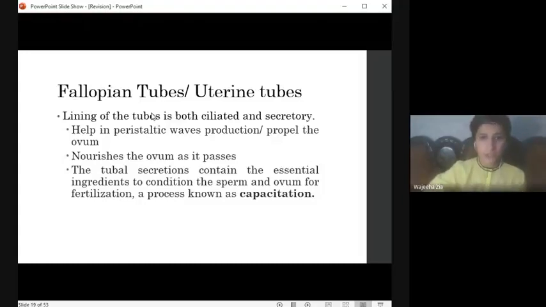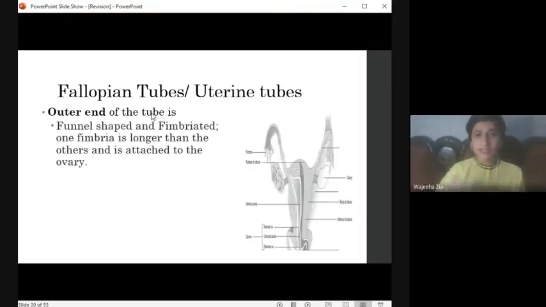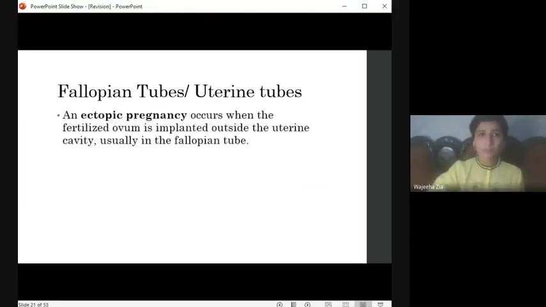And this capacitation allows the fertilization and then the implantation. So as I told you, it is funnel shaped and fimbriated, and there is one fimbria which is long and attached to the ovary. So that fimbria is responsible for the movement.